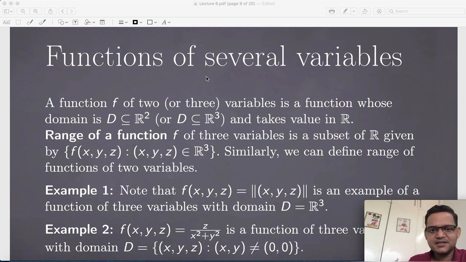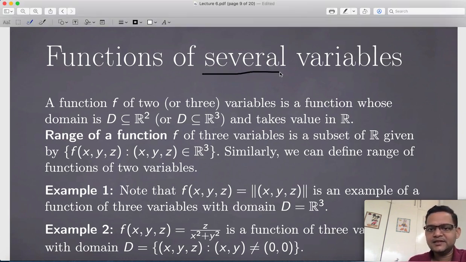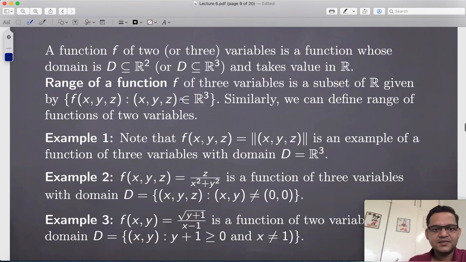I have written here several variables, but we are going to restrict ourselves to 2 and 3 variables. As the name suggests, a function f of 2 or 3 variables is a function whose domain is some subset of R2 if I am talking about a function of 2 variables, or a domain sitting inside R3 when I am talking about functions of 3 variables. So basically the function depends on 2 or 3 variables, and it takes values in R. Right now I am just going to take domains in R2 or in R3, but the values of the functions are going to be real numbers.